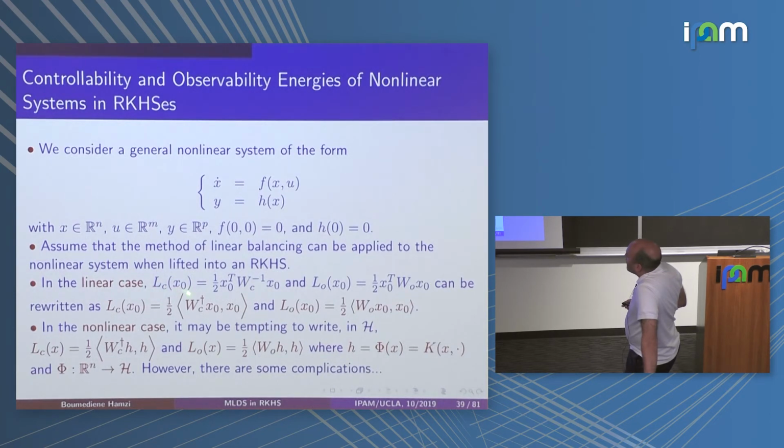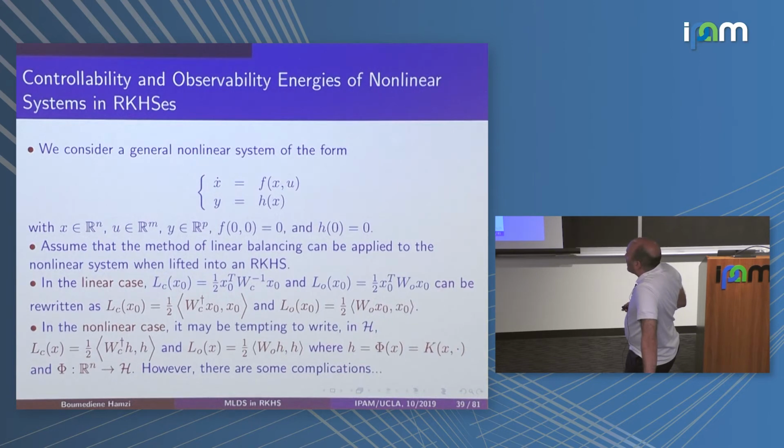We know that in the linear case, L_C is given by half of x0 transpose W_C^{-1} x0, and L_O is half of x0 transpose W_O x0, which can clearly be written as an inner product. So L_C is an inner product of x0 with weight W_C, and similarly for L_O. Here, if we map x into H via phi of x, then we can try to force the following estimates: L_C equals half of W_C pseudo-inverse, for the nonlinear case, inner product with H, and the same for L_O with W_O. So these would be the estimates that we are going to impose.